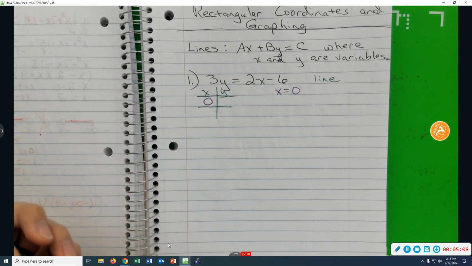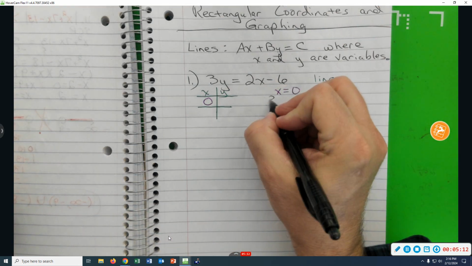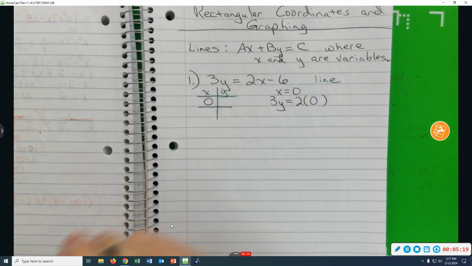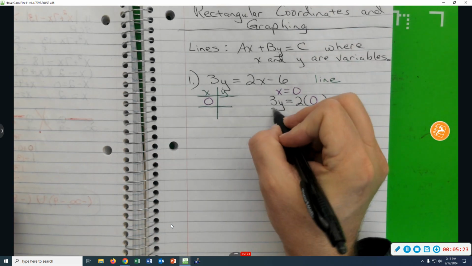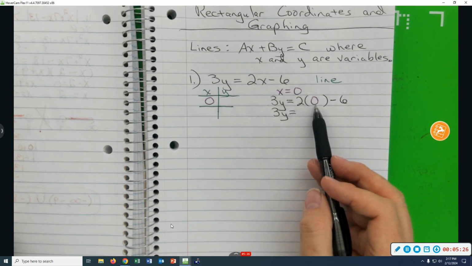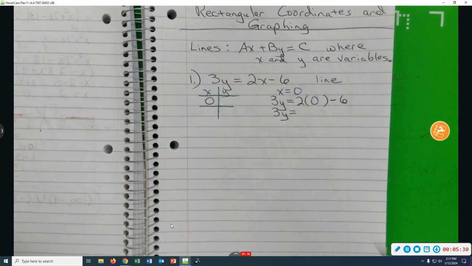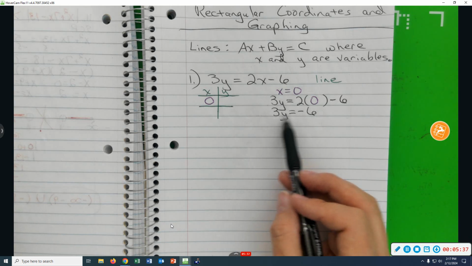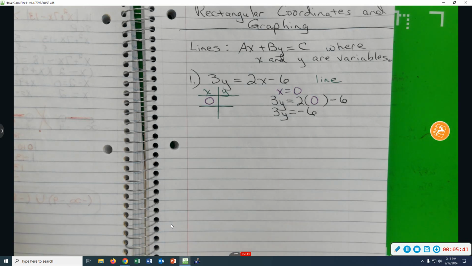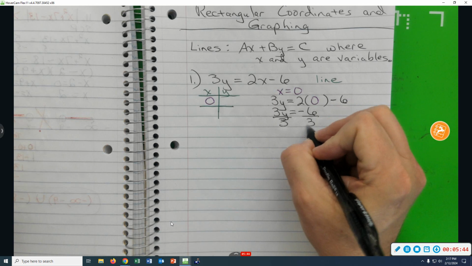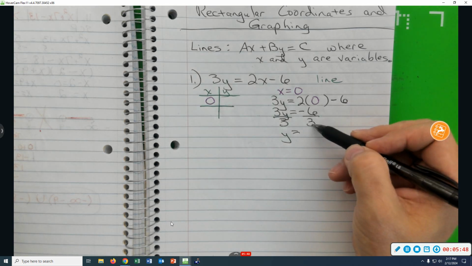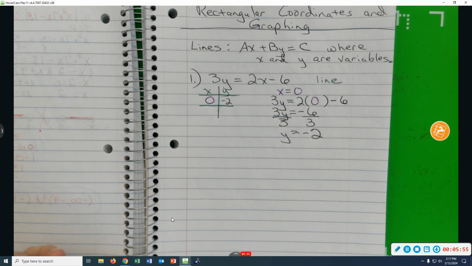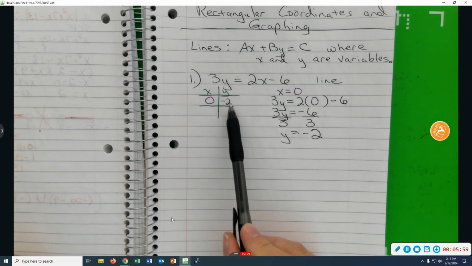Then we have 3y equals 2 times 0 minus 6. So we have 3y equals 2 times 0, which is just 0, minus 6. I have a negative 6. We're trying to solve for the y value. What are we going to have to do here to get y by itself? Divide. Okay, so we're dividing by 3, and that's going to give us y equals negative 6 divided by 3, which is negative 2. So we found an ordered pair of 0 and negative 2.